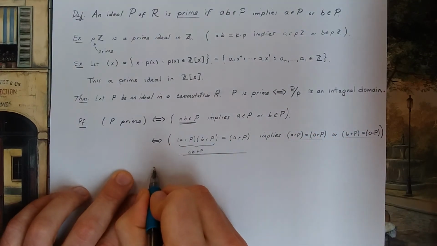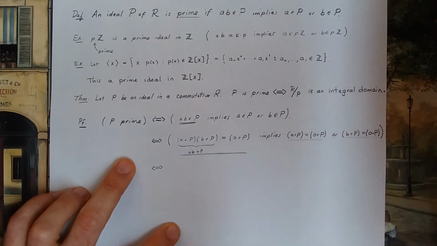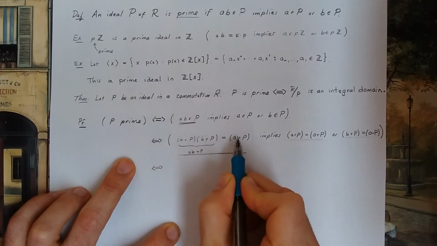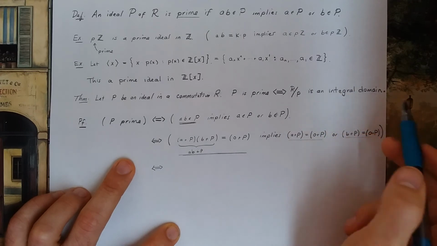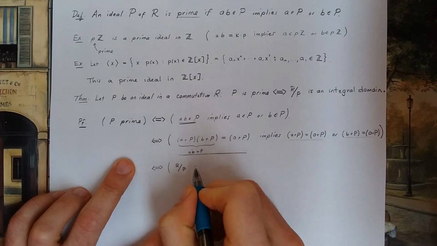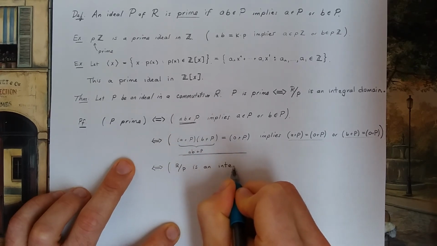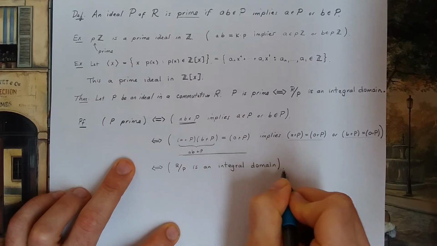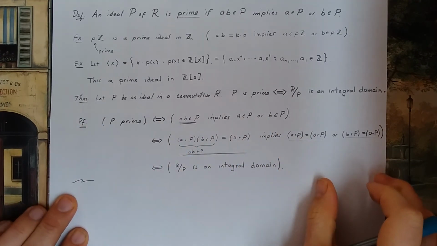However, we're done. That's the definition of an integral domain. Remember what an integral domain means? When you multiply two terms together and get 0, that means one of the terms had to be 0. That's the definition of an integral domain. So that's true if and only if the factor ring R mod P is an integral domain. So that proof was much easier than the one for maximal ideals.